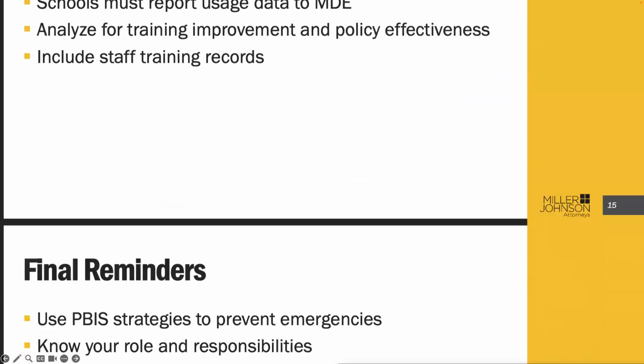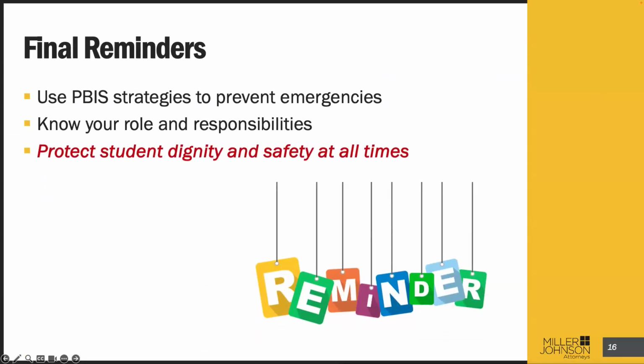In terms of final reminders, we have PBIS strategies available to us to try to offer tiers of support for all students. And ultimately, that's what we want to try to do. We want to try to use our PBIS strategies to prevent emergencies with situations. If situations arise, know your role and your responsibilities. What are the limitations on your responses physically? Are there people that you need to contact in terms of key identified personnel?